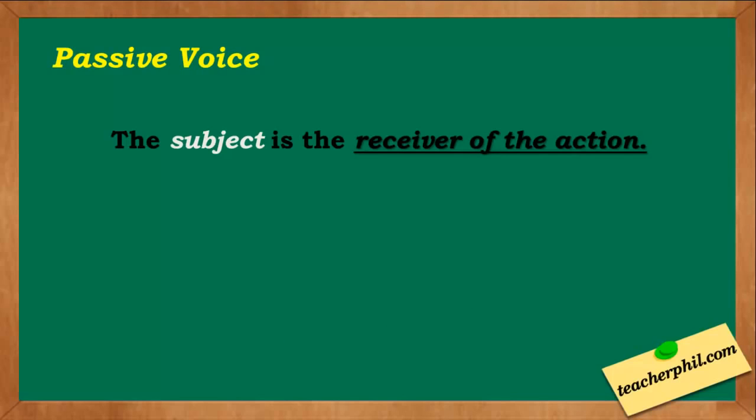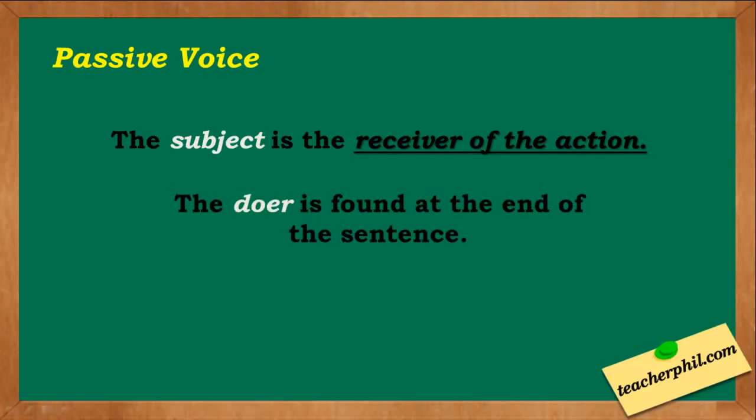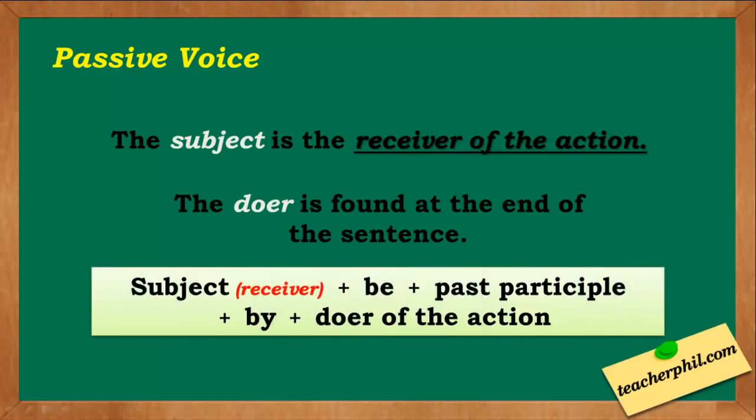Next is the passive voice. In active voice, if you can still remember, the subject is doing the action while the object is receiving. However, in passive voice, the subject is the receiver of the action, and the doer is now found at the end of the sentence, which in active voice you can see at the start. Passive voice follows the pattern: subject, which is also the receiver, plus be, plus the past participle, plus by, plus the doer of the action.